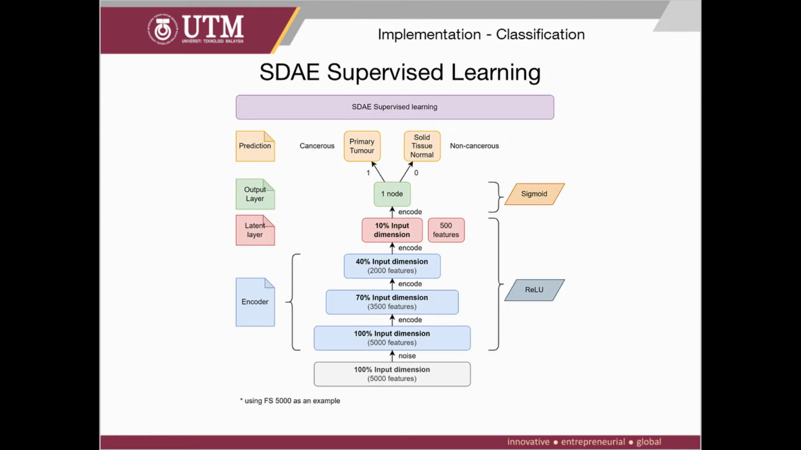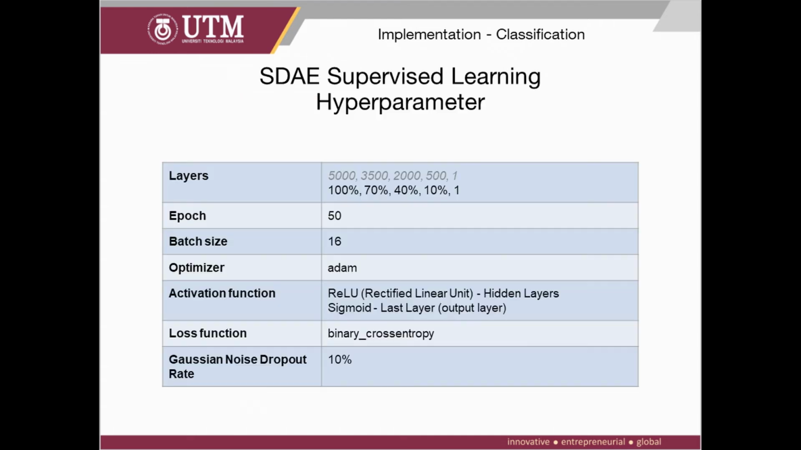For supervised learning, the unsupervised SDAE model is fine-tuned by replacing the decoder part with a layer with only one node with sigmoid function. This allows the SDAE model to output a value between 0 and 1, in which 0 represents the negative class while 1 represents the positive class. The hyperparameters used for the supervised SDAE model are the same as in unsupervised learning. The only difference is the layers of the model.